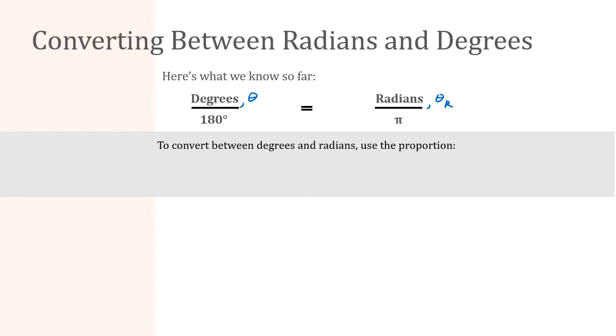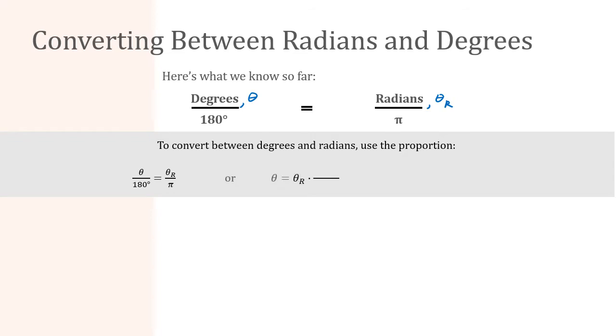That gives us a formula that we can use where theta over 180 degrees is equal to theta sub r over pi. Now, there's two variations of this proportion, and there are times when I like to use this variation more than I like to use this one. And I'll show you both here in just a second so you can decide.